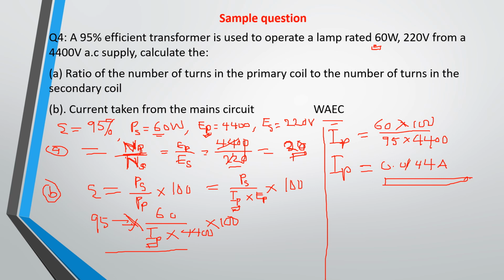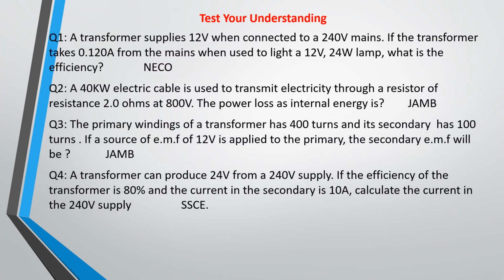So the questions that you're going to see are not different from what we've done so far. So please let's go straight to your test your understanding page. So this is your test your understanding page. If you look at all these questions, we've solved all of them. Okay, there is no question we've not solved here. All right, so primary winding, this has to do with calculate current in the 240 supply. This is also primary current. All right, so the efficiency of this is similar. So we've done everything. So I want you to please review and solve all these problems.